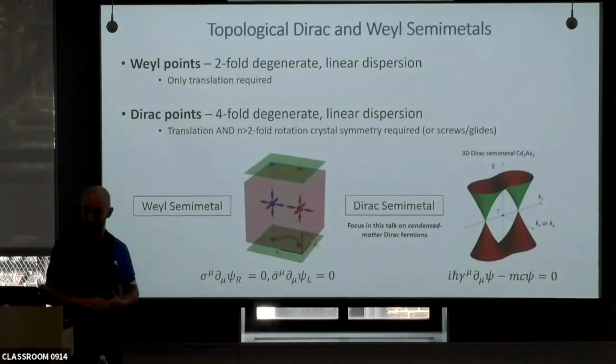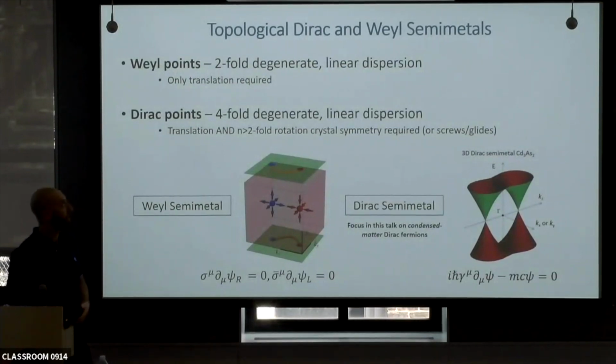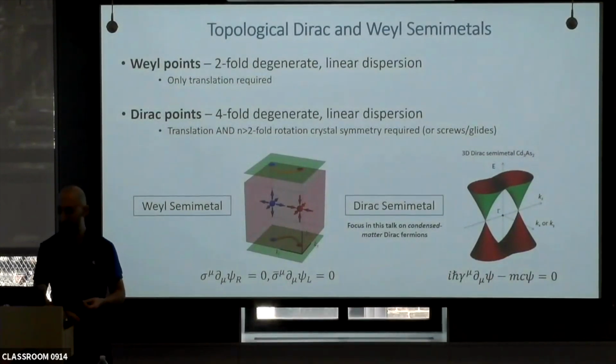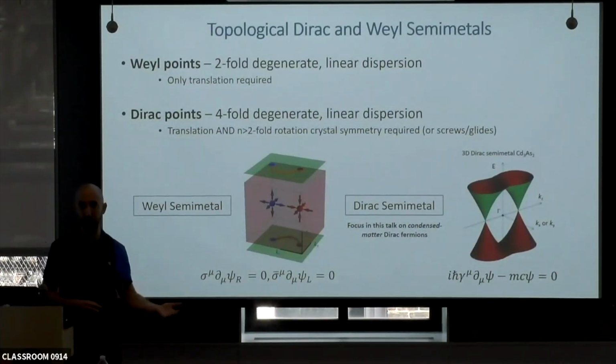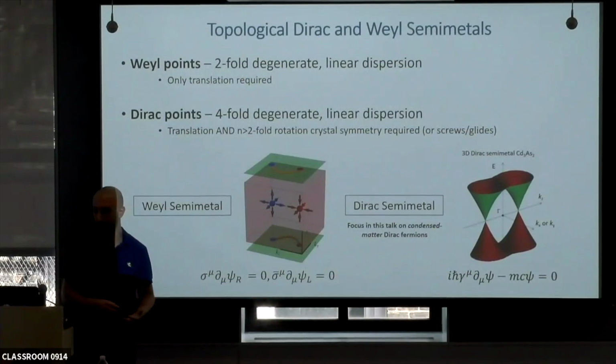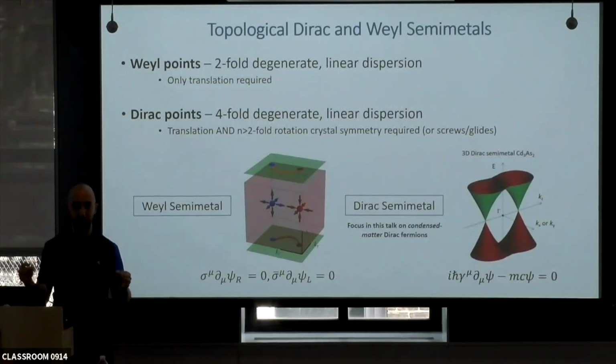So focusing on Dirac and Weyl semimetals, we're going to call everything that's twofold degenerate with linear dispersion a Weyl point, and these things do not need any symmetry besides translation. As we saw earlier in the week, a charge density wave can gap them out, but if they're isolated in momentum space and uncoupled, I can't add a term to gap them, I can just move them around and tilt them.